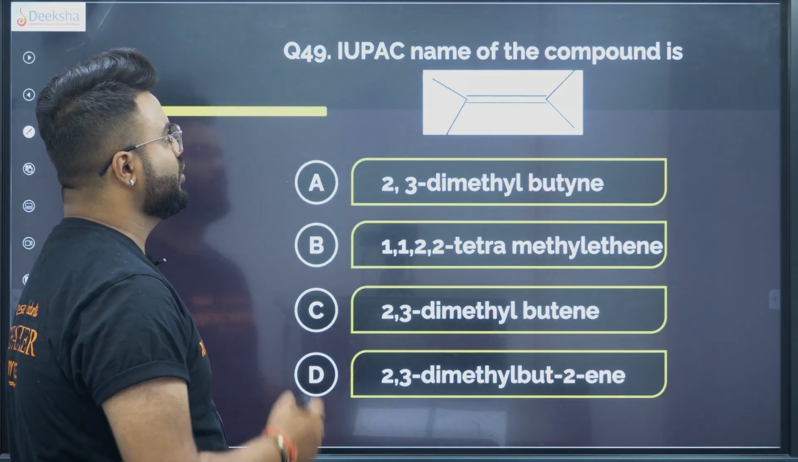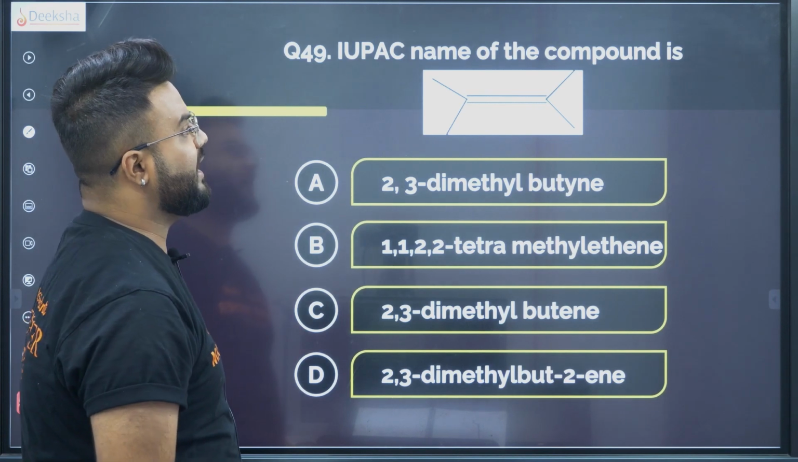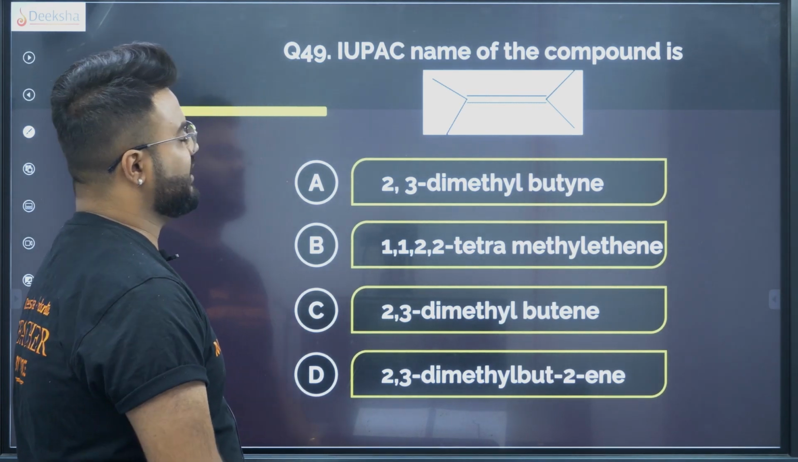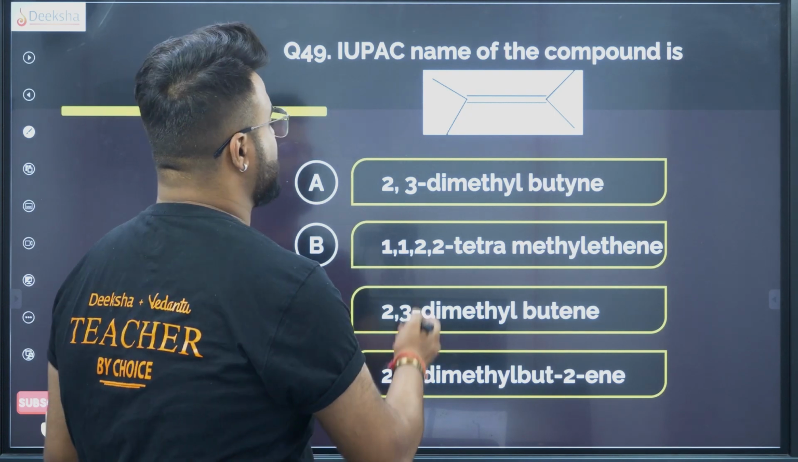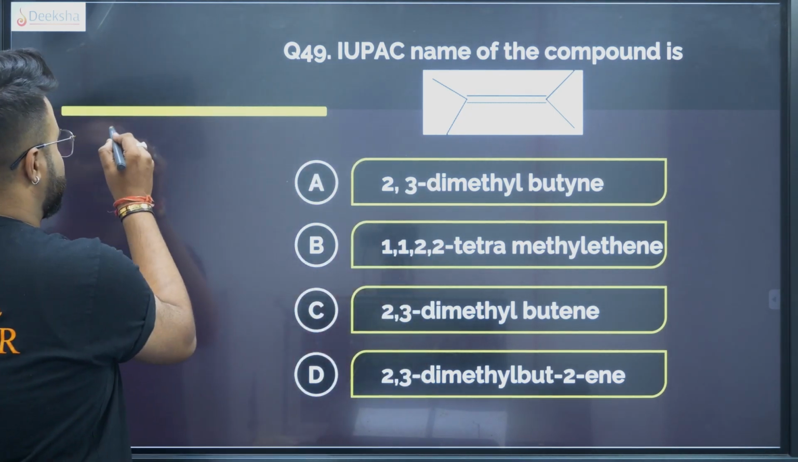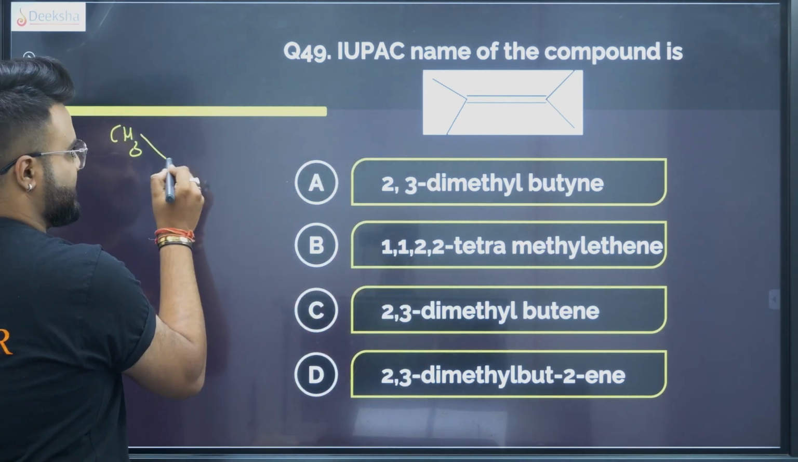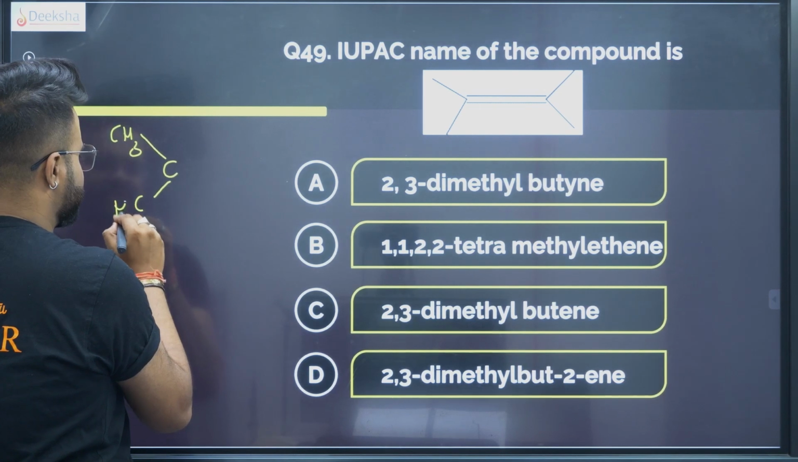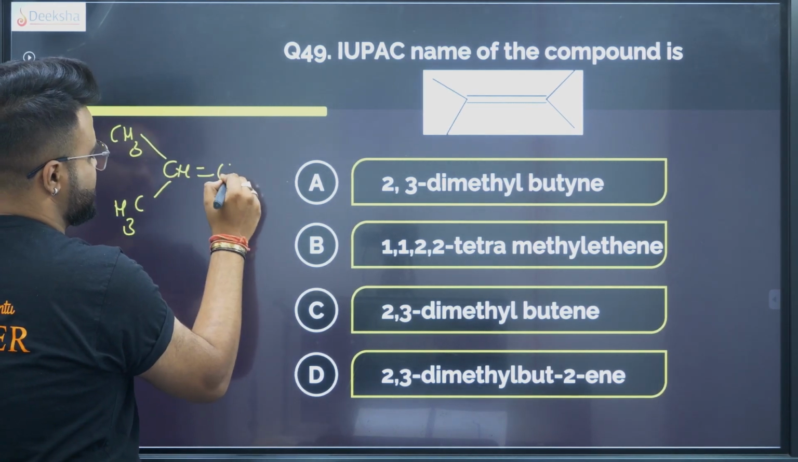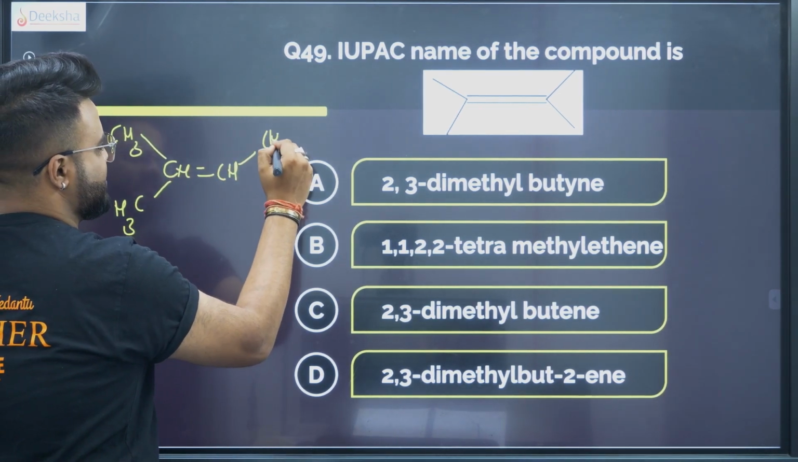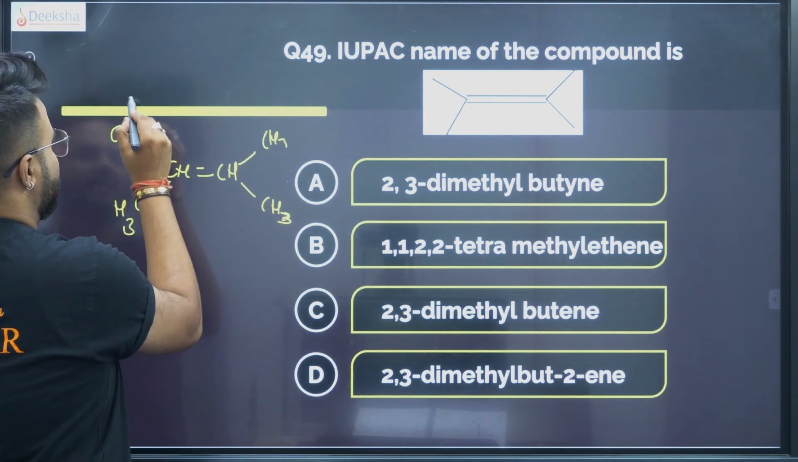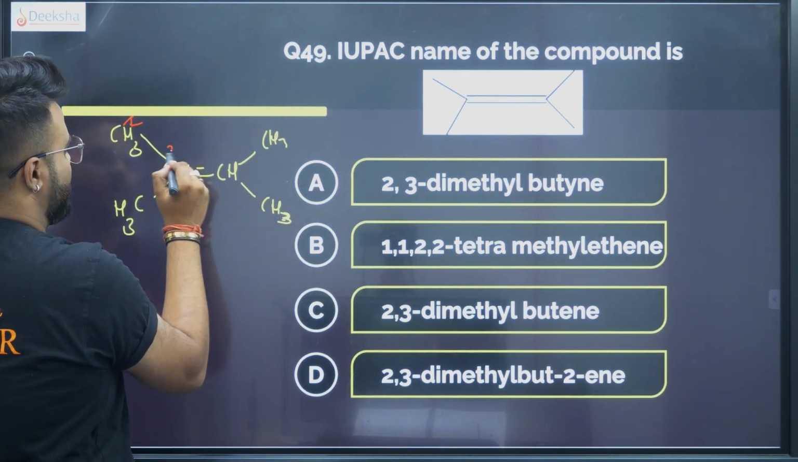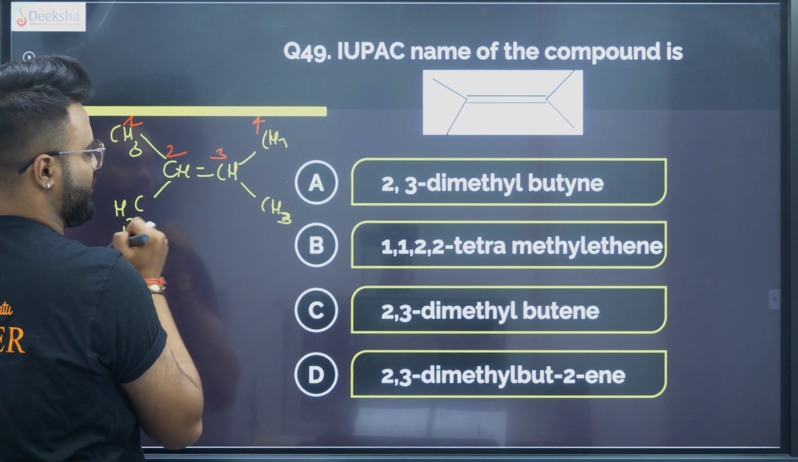Now coming back to the IUPAC name of this compound. Okay guys, so let me write the compound here: CH3 CH double bond CH, again here CH3 CH3. Now I'll number this: 1, 2, 3 and 4.